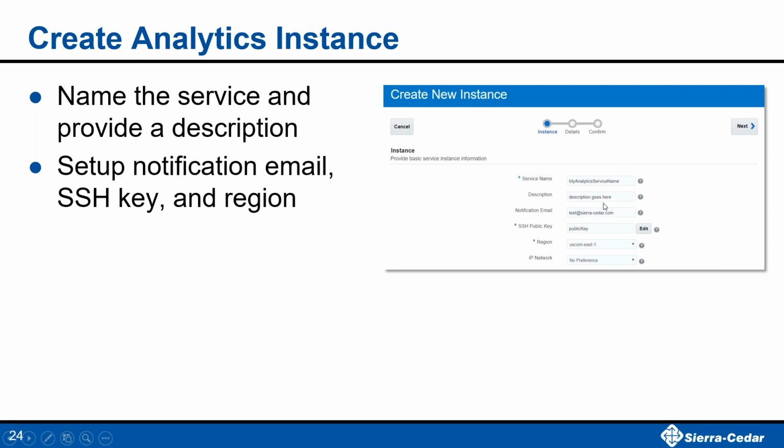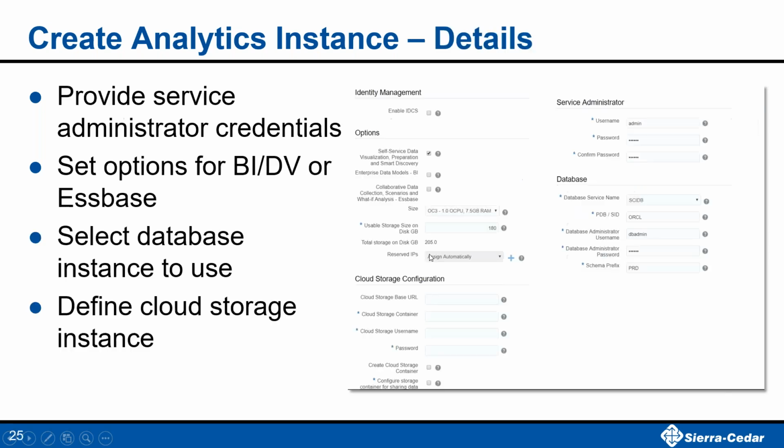We're going to give it a name, the description again as well. Same with the notification email. You can use the same keys you had before, or generate new keys, or upload your own keys. Again, we're going to pick that region. And for IP network, if you had a preference, in most cases, it's going to be fine to leave that at the default.